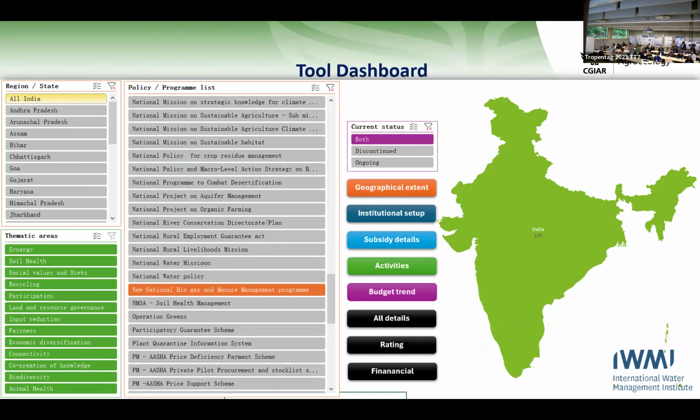So this is the dashboard of the tool. Either you can look at all of India, what are the policies in India and on different thematic areas. Once you select the region and the thematic areas, it will tell you what are the policies that are relevant to that region. And here are the options you can do. You can see a geographical extent, institutional setup, subsidy details, activities, budget trend.